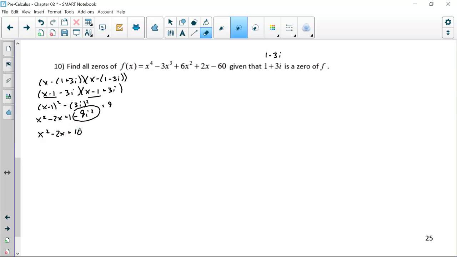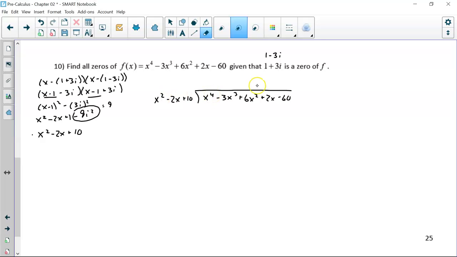Now, because that is one of my factors, and it's a trinomial, I can't use synthetic division, unfortunately. I have to use long division. So on the outside, x squared minus 2x plus 10. And on the inside, x to the fourth minus 3x cubed plus 6x squared plus 2x minus 60. No placeholders needed. Once again, with long division, I only care about the first terms.